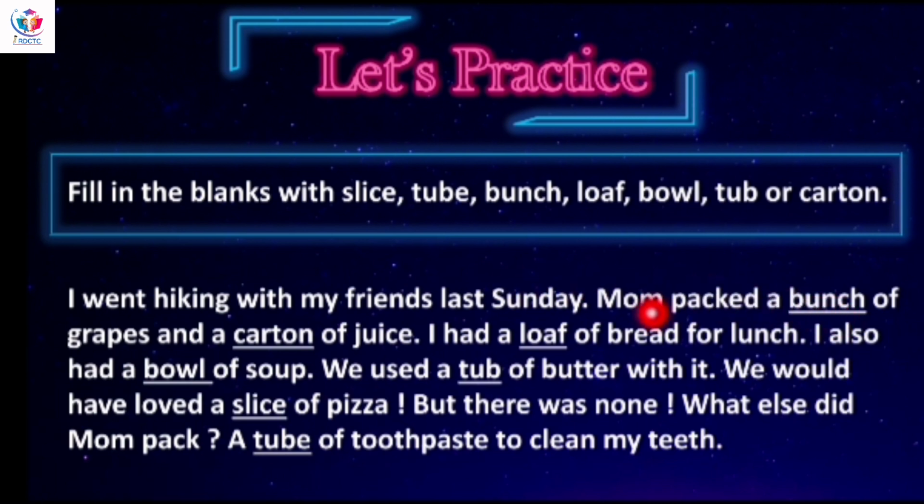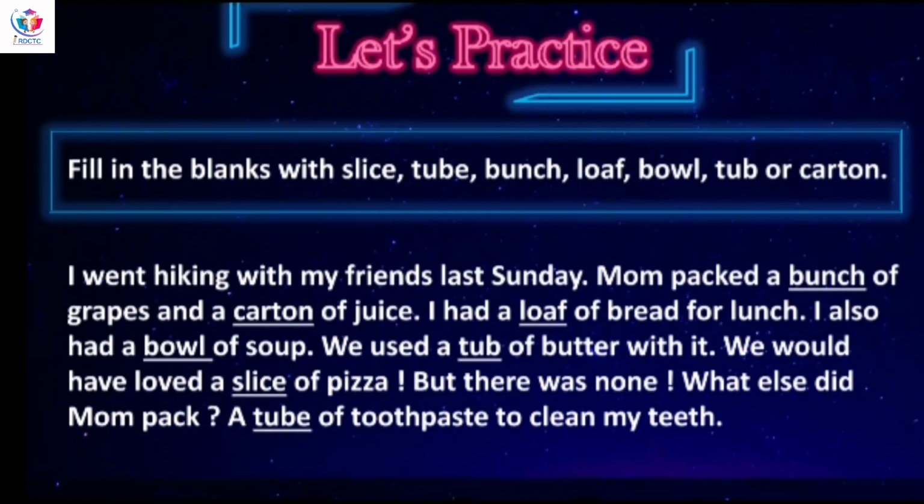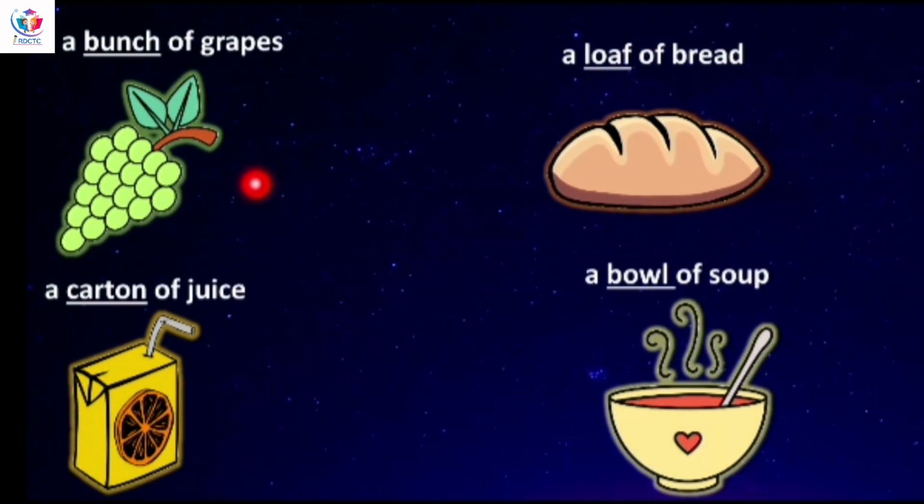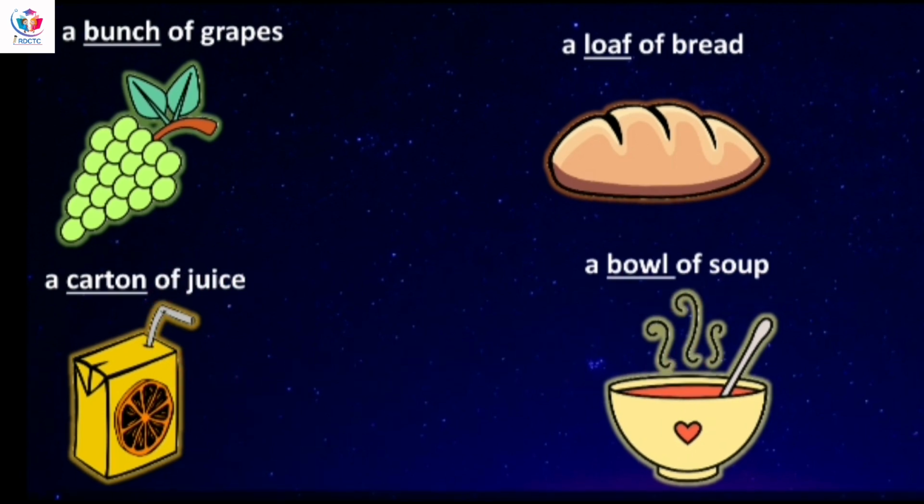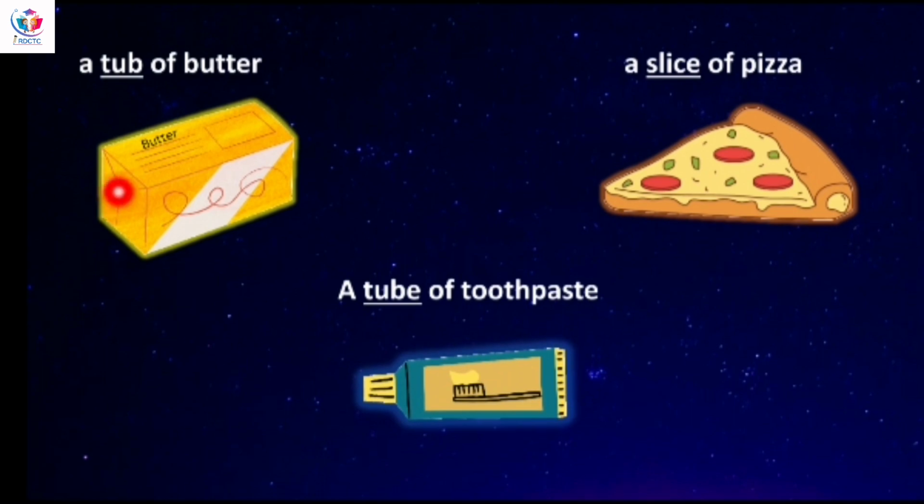What is a bunch of grapes, a carton of juice, a loaf of bread? Let's see their pictures. Here you can see the picture of a bunch of grapes. Here it is the loaf of bread, and it is more than enough for a person. A carton of juice, a bowl of soup, okay, a tub of butter. You can see the tub of butter, a slice of pizza and a tube of toothpaste.